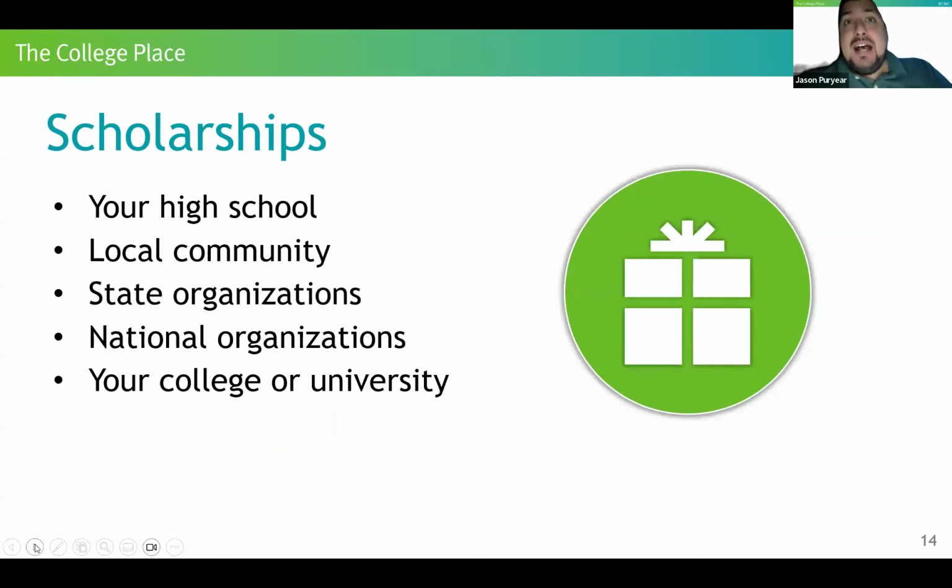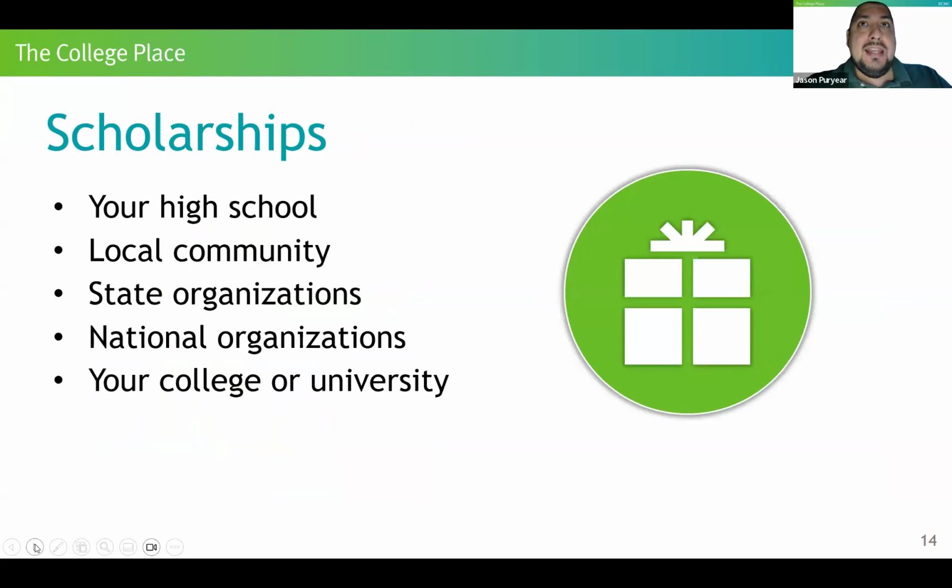In terms of scholarships, seniors, this is something you can start on now. Like I mentioned earlier, you don't have to wait until your senior year to start looking for scholarships, but absolutely, for any seniors tuning into this presentation, if you haven't started looking for scholarships, now is a great time to get started. If you can set aside about an hour a week to start applying for scholarships, that's a great habit to put into place.